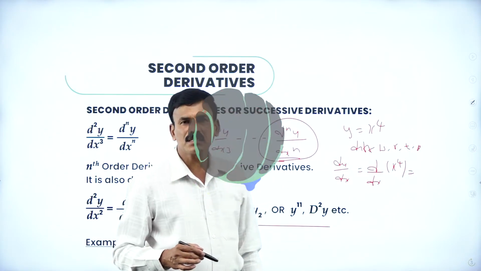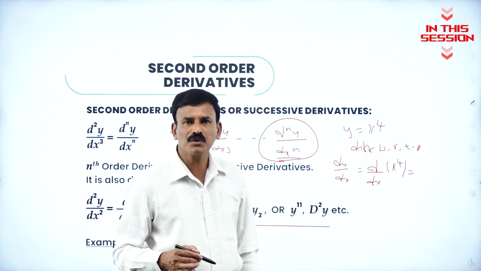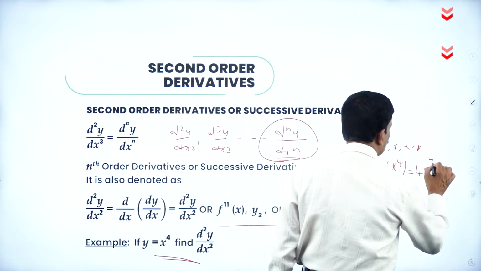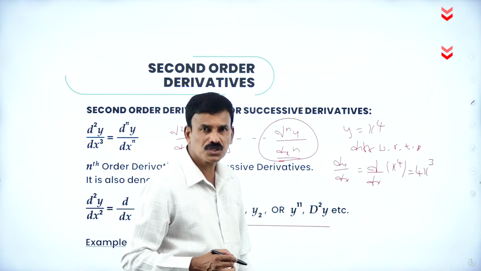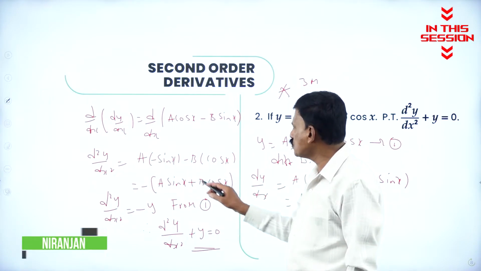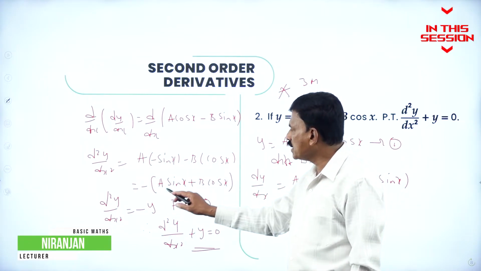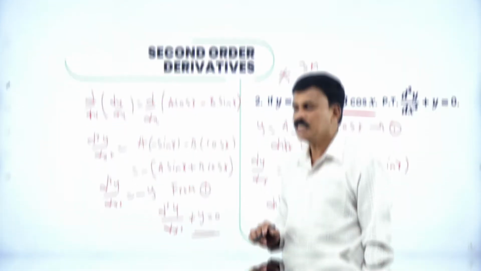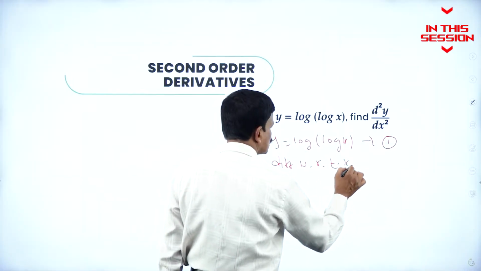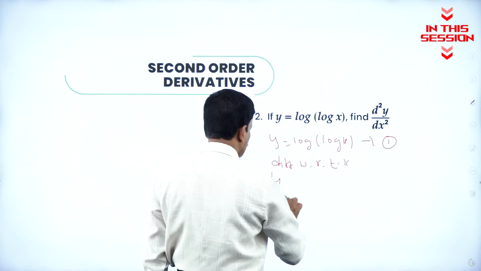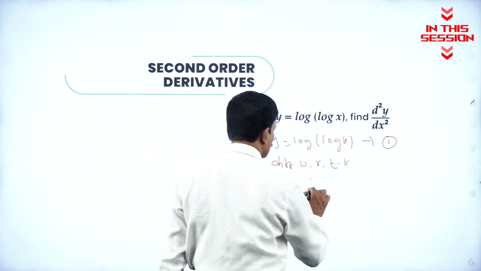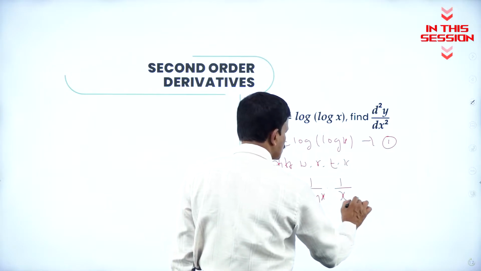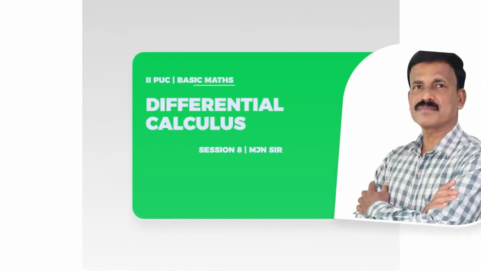You know d by dx of x raised to n is n x to the power of n minus 1. Here n is equal to 4. X to the power of 4 minus 1 is 4x cube. A sin x minus into minus plus b cos x minus a sin x plus b cos x from equation number 1 is y. It is given. Differentiating with respect to x. dy by dx is equal to, you know what is derivative of log x? 1 over x. 1 over log x into differentiation of log x is 1 by x.